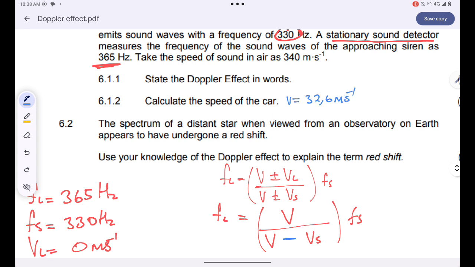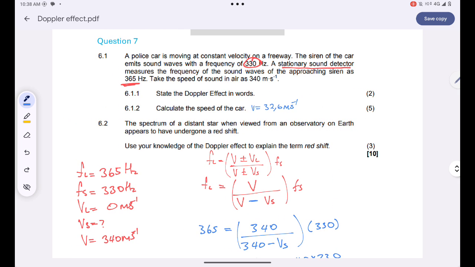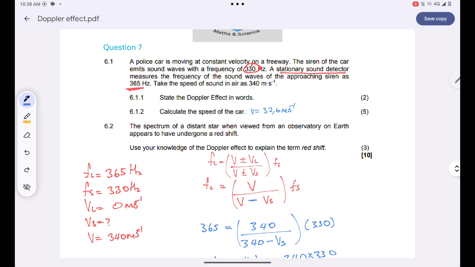The spectrum of a distant star when viewed from an observer on Earth appears to have undergone a redshift. Use your knowledge of the Doppler effect to explain the term redshift. When redshift occurs, guys, it simply means that whatever source you are looking at is moving away.